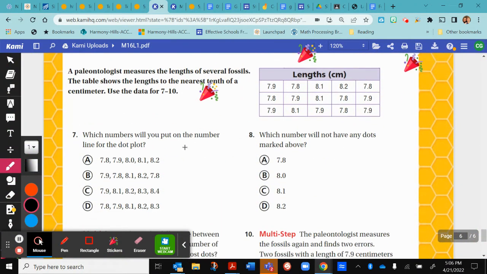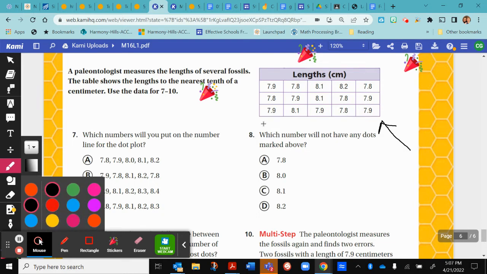We only have 4 more to go, 7, 8, 9, and 10. All right, so now we're going to use this chart right here to answer all of those. Again, I really highly recommend you do it on a separate sheet of paper so that you can spread your numbers out. I don't want you to squish all your numbers because then it's going to get frustrating. Which numbers will you put on the number line for this dot plot? So you're looking at here.